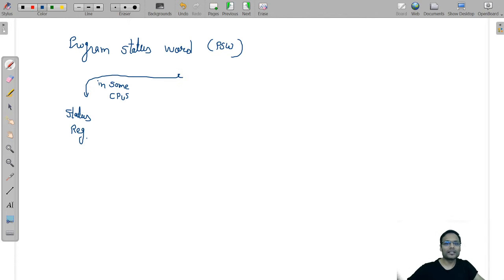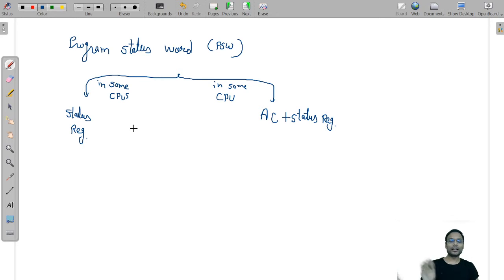Now some scientists are always saying different things. Some are like that, they don't want to go with the times. We are going in a different direction. So in some implementations, in some kinds of CPUs, PSW has been taken as a combination of two registers, accumulator plus status register. So if somewhere you read this also, that is also correct. In different CPUs, the implementation of PSW is different. Don't worry about it.